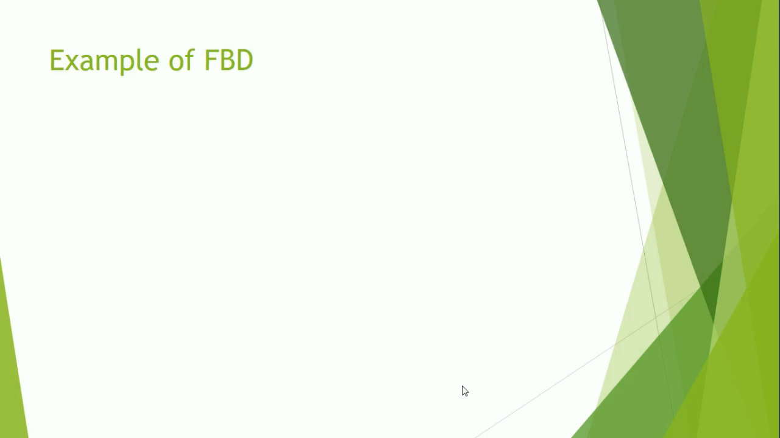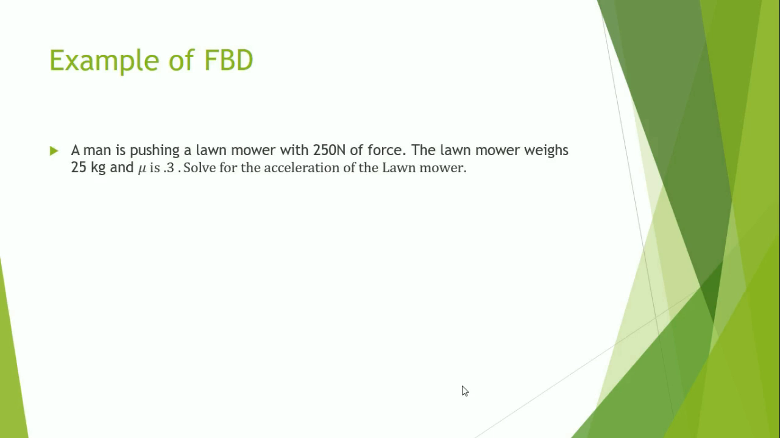So let's do an example of a free body diagram to show what I mean by all those rules. Here, a man is pushing a lawnmower with 250 newtons of force. The lawnmower weighs 25 kilograms and the coefficient of friction is 0.3. Solve for the acceleration of the lawnmower. Okay, so here let's draw a simple picture of basically what's happening. A guy is pushing a lawnmower, 250 newtons, like this.